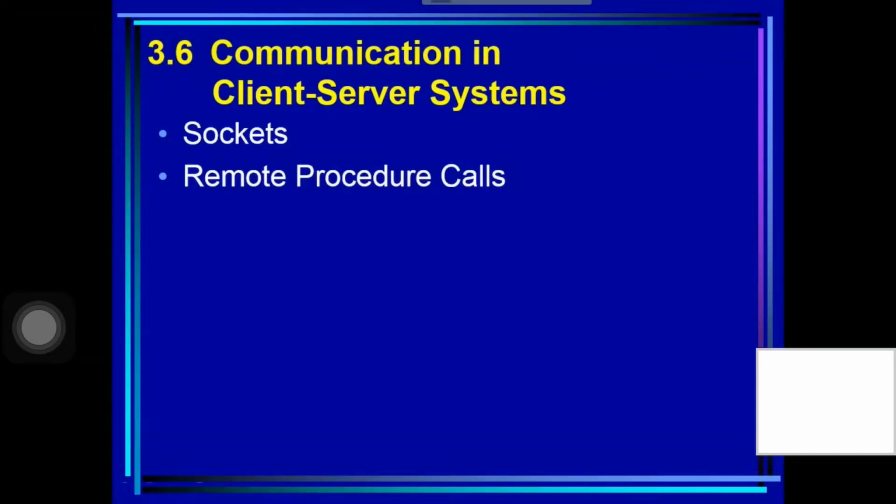Communication in client-server systems. In the above section, we described how processes can communicate using shared memory and message passing. These techniques can be used for communication in client-server systems as well. In this section, we explore two other strategies for communication in client-server systems: sockets and remote procedure calls.